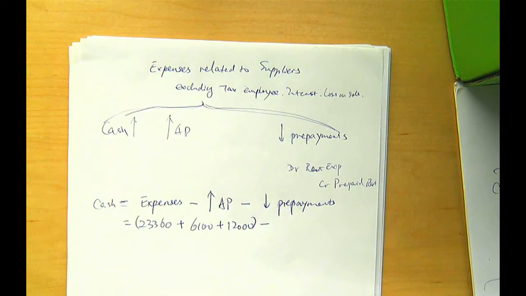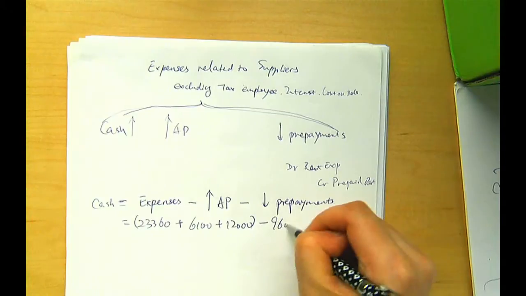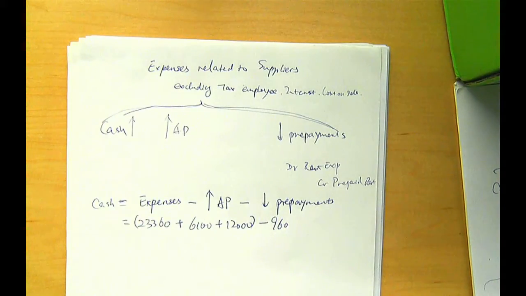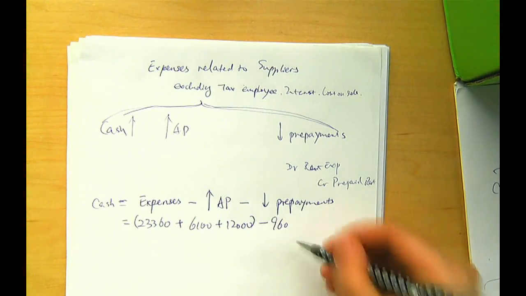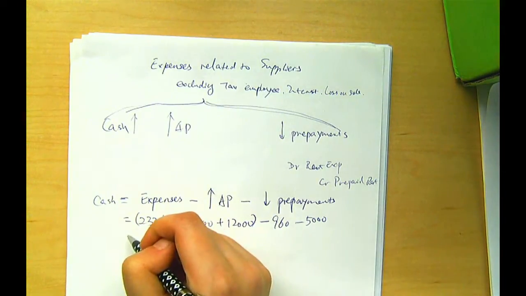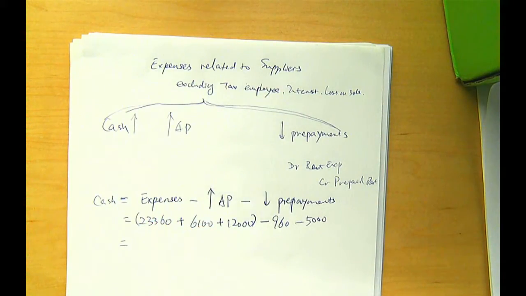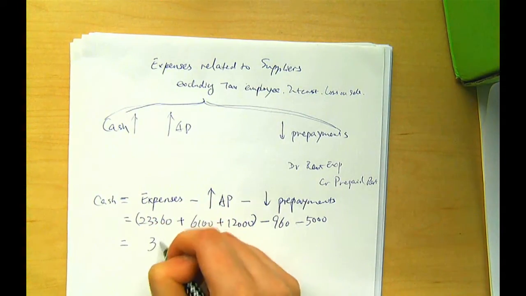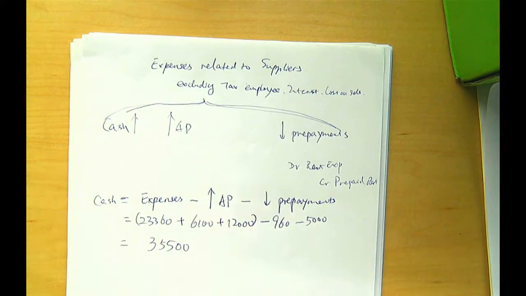Accounts payable, yeah, we're dealing with here. Do we have an increase or decrease? We have an increase, so we need to minus this increase. Prepaid rent, a decrease of $5,000. All right, a decrease of $5,000, and that is equal to an outflow. This is an outflow paid to suppliers.